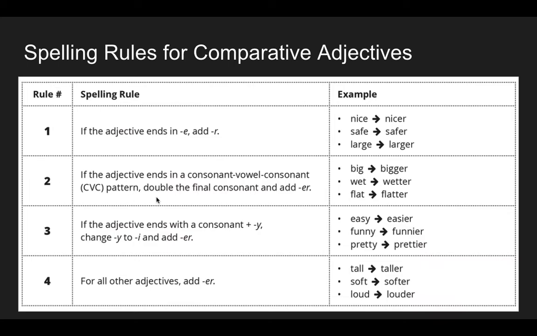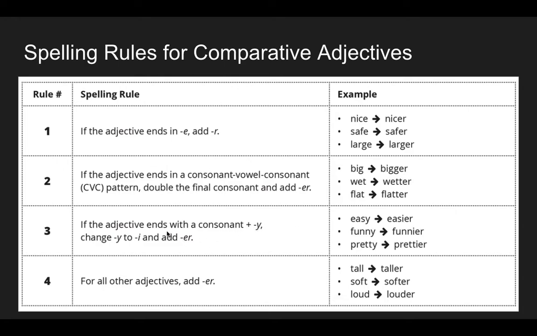Now sometimes we have to double the final consonant. We saw this with big, becomes bigger with two G's. Wet, wetter with two T's. Flat, flatter. This is because the pattern is consonant, vowel, consonant. Like consonant B, vowel I, consonant G. Consonant W, vowel E, consonant T. So if you see this pattern, we have to double the final consonant.